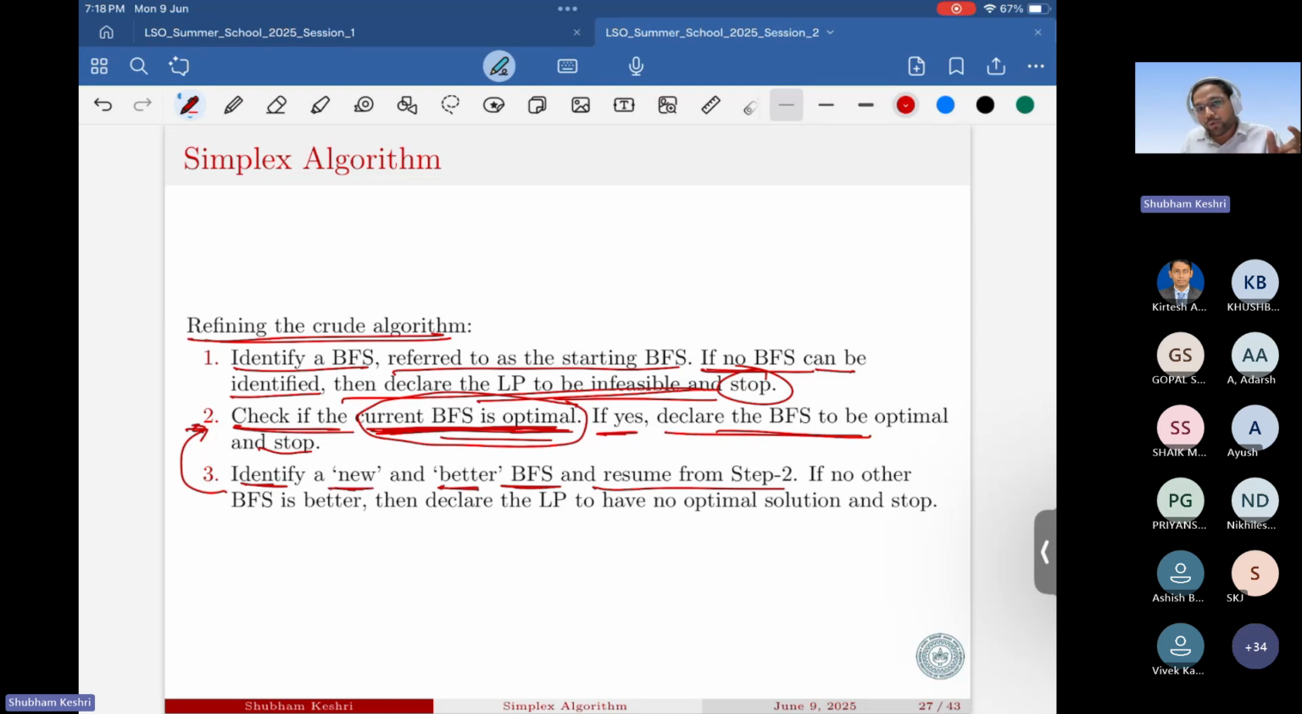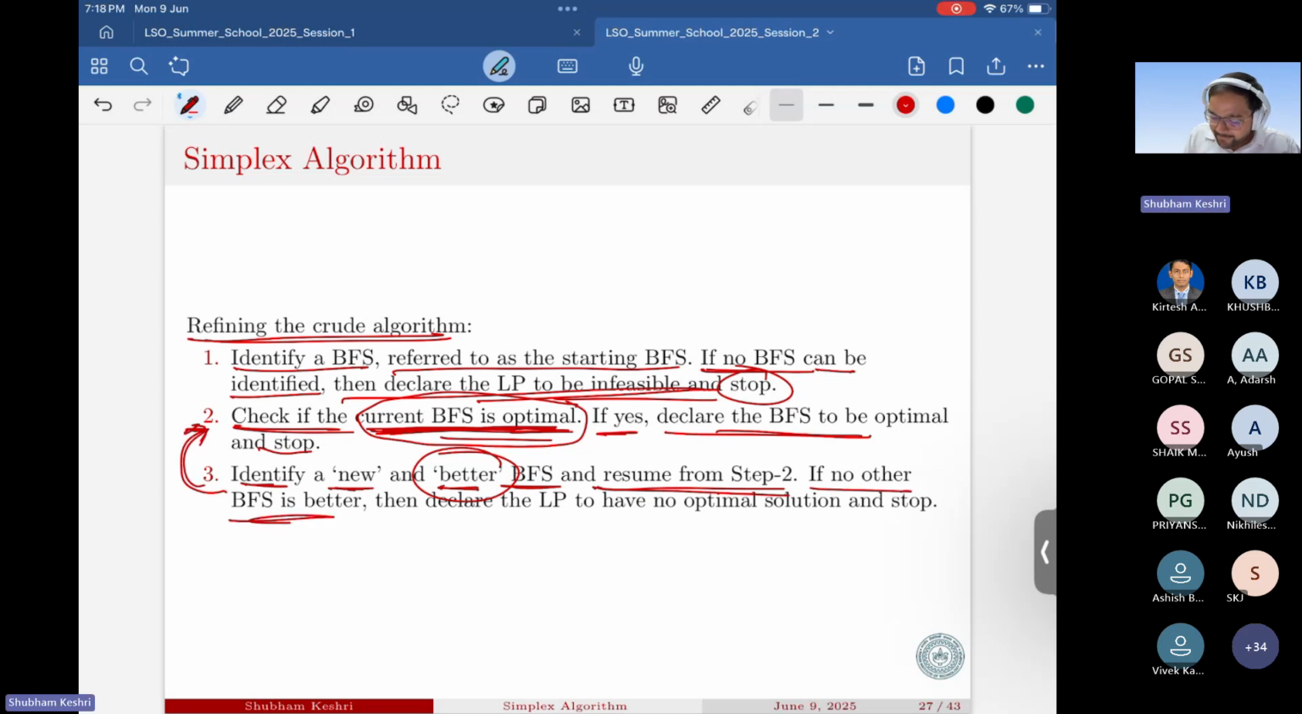So you see, we are going from one point to the other, but we are always trying to go to a better basic feasible solution. We are not going towards just any basic feasible solution. We are trying to go from one basic feasible solution to another which is better. So in a way, it is trying to improve the objective function value, and resume from step 2.